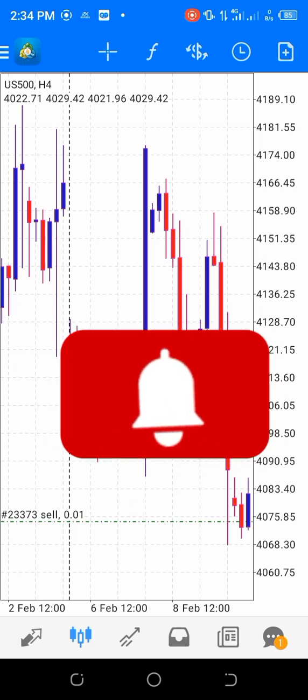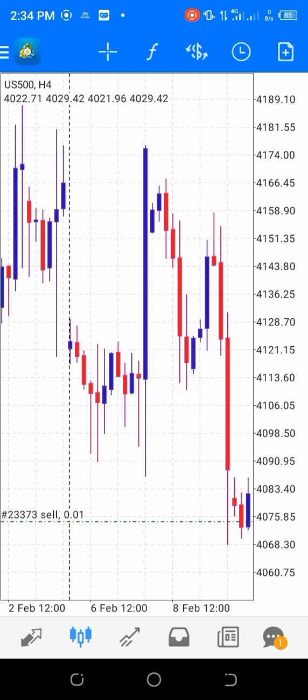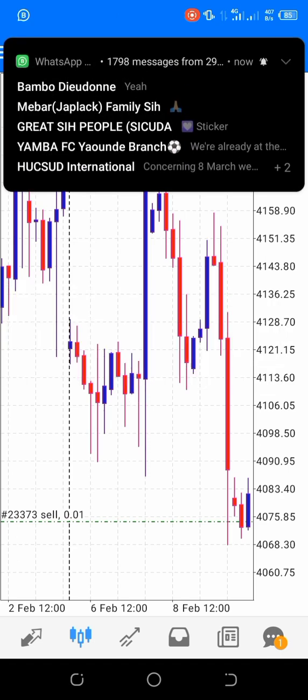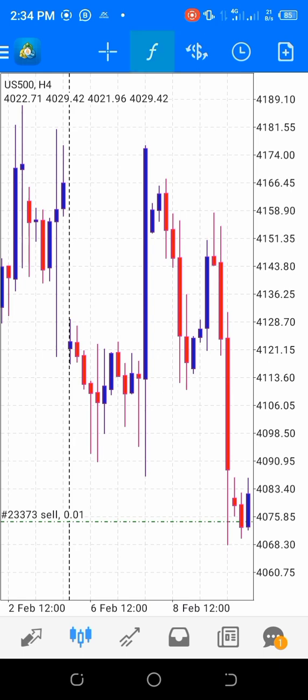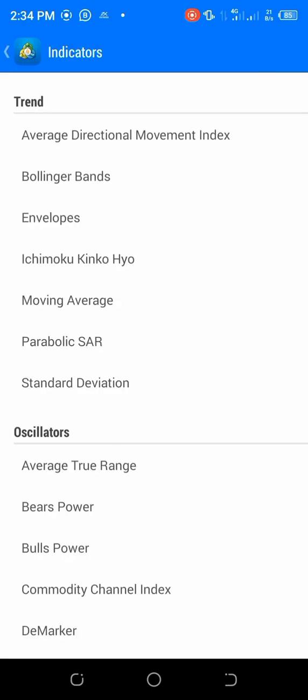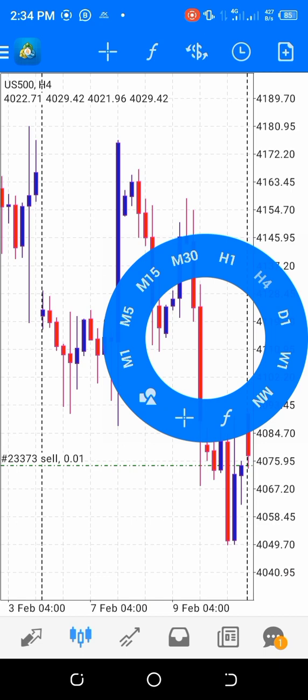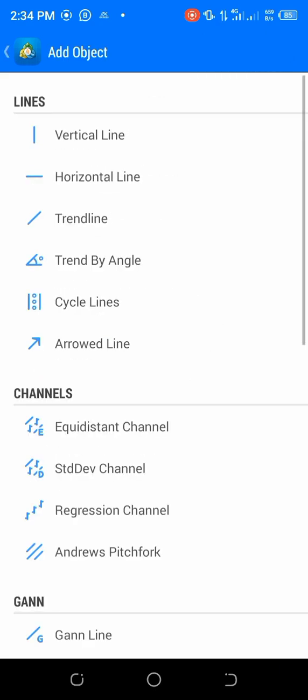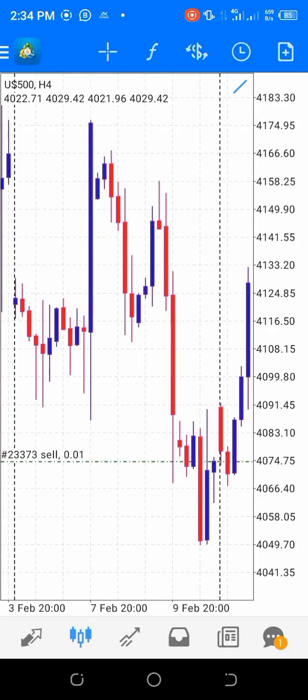So I'm going to be using some tools here for you to understand. The first tool I'm going to be using here, let me use trend lines. If I use trend lines, I hope you're going to see this. So you're going to see two aspects here. I've drawn a line for you to see. You are seeing two aspects.